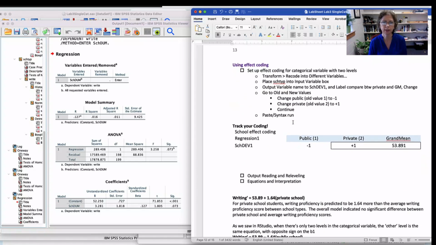But let's take a look at effect coding. With effect coding, again, we are comparing to the grand mean, the mean of means between those groups for writing. So here we're going to set up a different type of coding. We're going to set up effect coding where public is going to be set as -1 and private will be set to +1. So going there, and we're going to call it school dev 1.